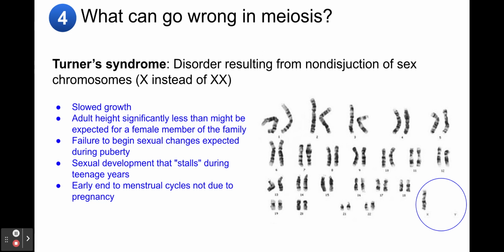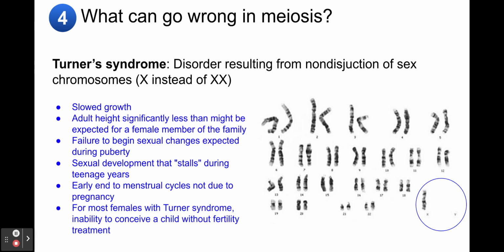So what you're noticing is that without the second X chromosome, you're seeing infertility and you're seeing lack of proper development of reproductive organs and reproductive processes that impact overall growth. For most females with Turner syndrome, there is an inability to conceive a child without fertility treatments.